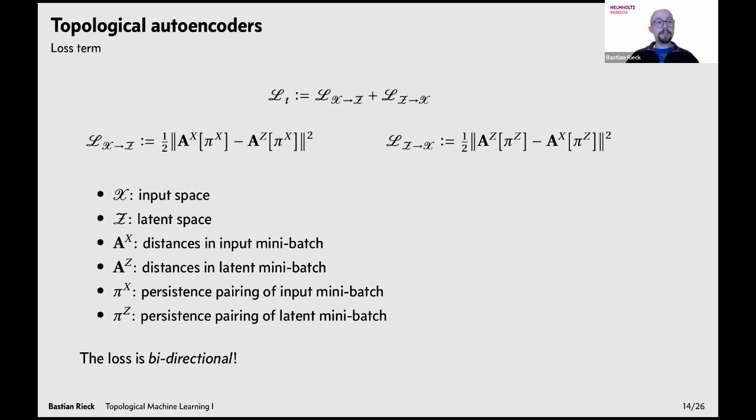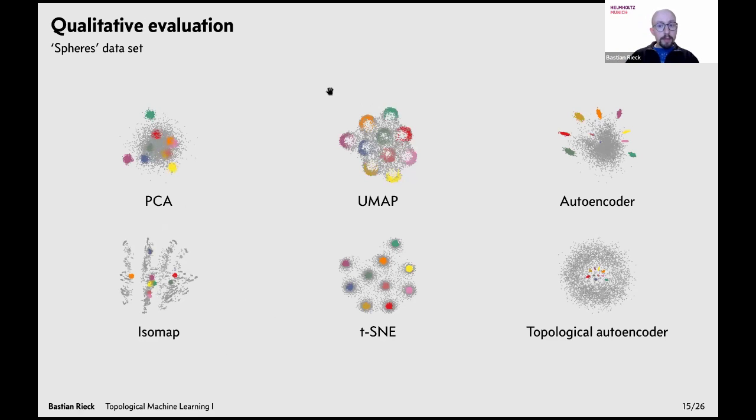But I said this in the beginning of the first lecture already. In machine learning, oftentimes you just need some measure of similarity, and this is a very nice measure of similarity between the two spaces, or rather between the two persistence diagrams of the two spaces. And so it works very nicely in practice to give us a way to adjust our distances when training the autoencoder. And let me show you how this looks for a qualitative evaluation.